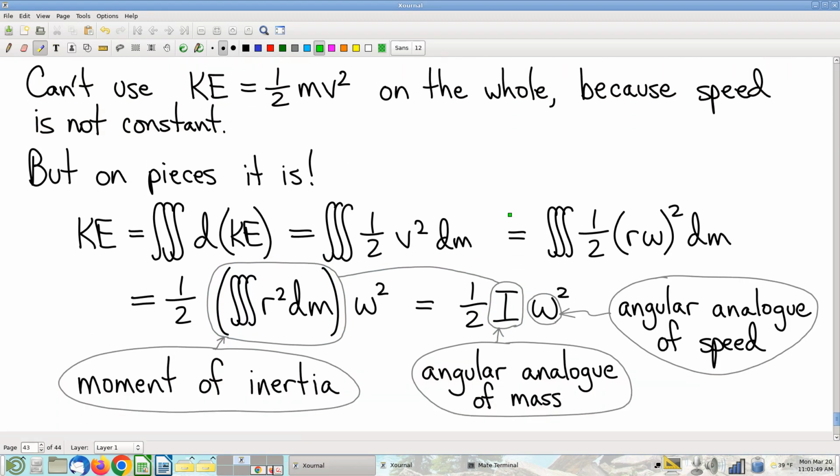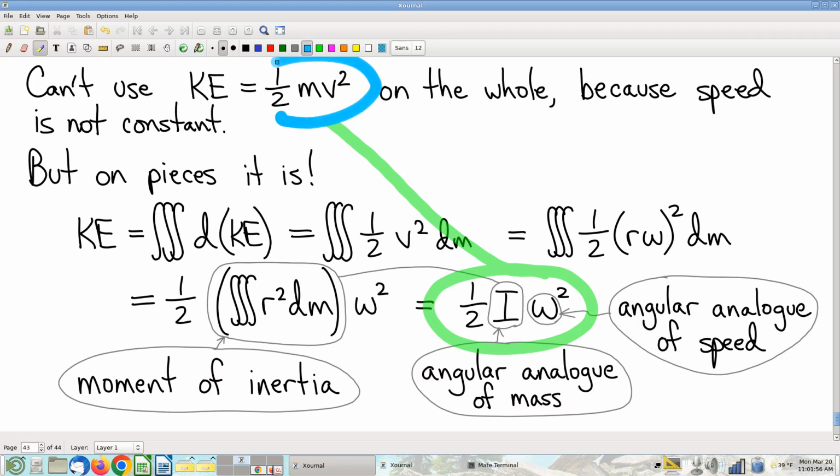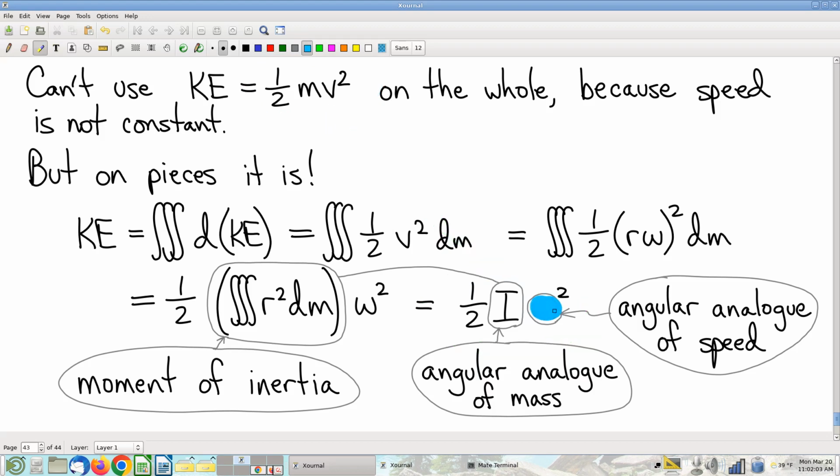Look at this weird little coincidence that has happened. Kinetic energy, this formula, looks an awful lot like this formula here. Structurally, very analogous. Right? So in particular, this thing here, that's speed. Well, okay, it's not speed exactly, but it's the angular analog of speed. It's kind of like speed, just in an angular sense.